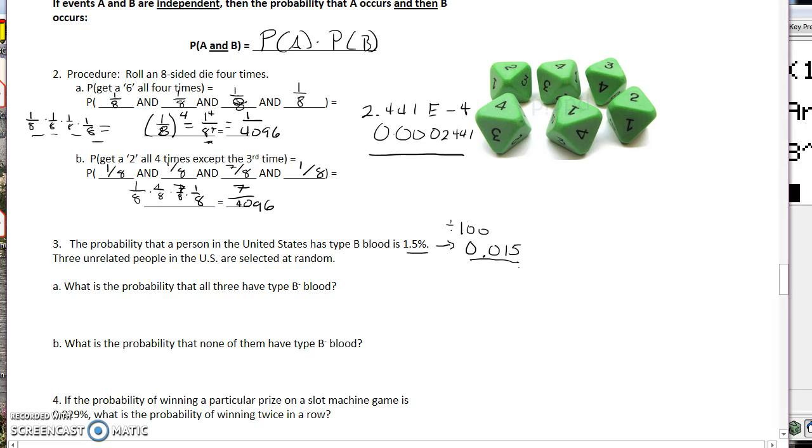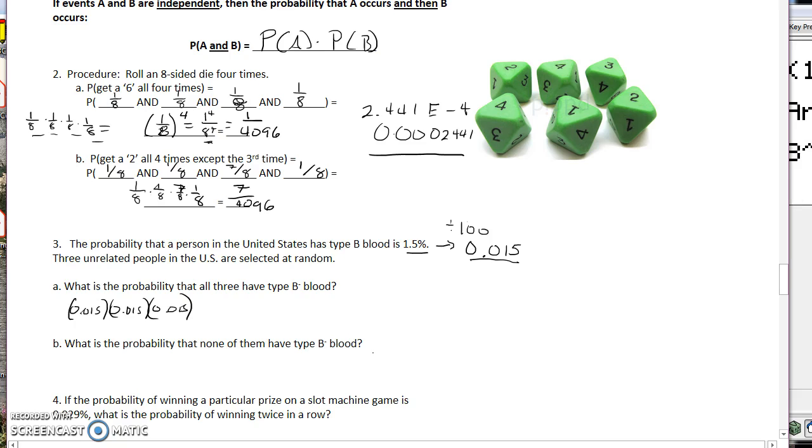So it says the probability of a person in the United States having blood type B blood is 1.5%. 3 unrelated people in the U.S. are selected at random. What is the probability that all of them have B negative blood type? Well, I like to go about this with any probability problem, and I'm going to do this a lot in the next video, by setting up multipliers. So how many things are we choosing? We're choosing 3, so I'm going to set up 3 fractions. And now, what is the probability that the first person has that B negative blood type? It's 0.015, right? And then the same thing for the next person. And finally, the same thing for the next person.